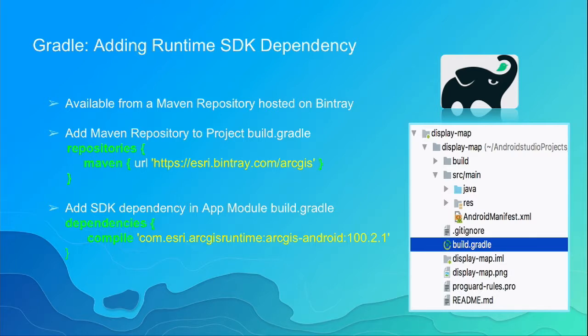We host it on Bintray, so we keep all the different versions. From whatever we released, if you want to switch to any version or upgrade, you just go to your app and upgrade the version number here. And that should automatically, once you build your app, the dependency should get downloaded from Bintray.